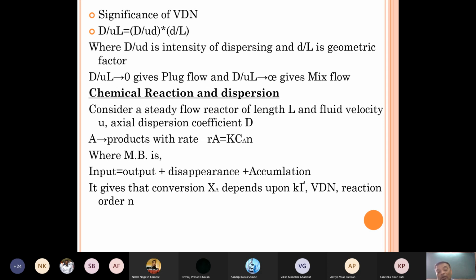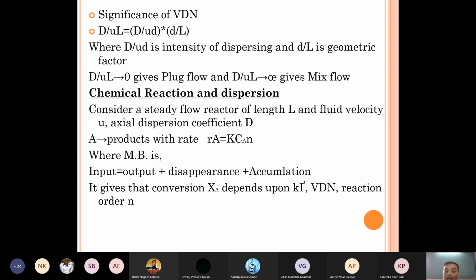Okay. So like this, we have covered the theoretical part of the dispersion model, but I still have to cover the derivation. The derivations I will cover after the theoretical part of the next topic. So the next topic is chemical reaction and dispersion. It is in the same main topic. Chemical reaction and dispersion is in the dispersion model only.